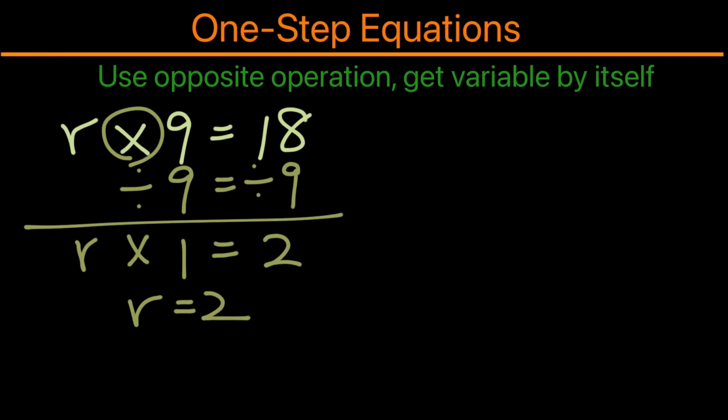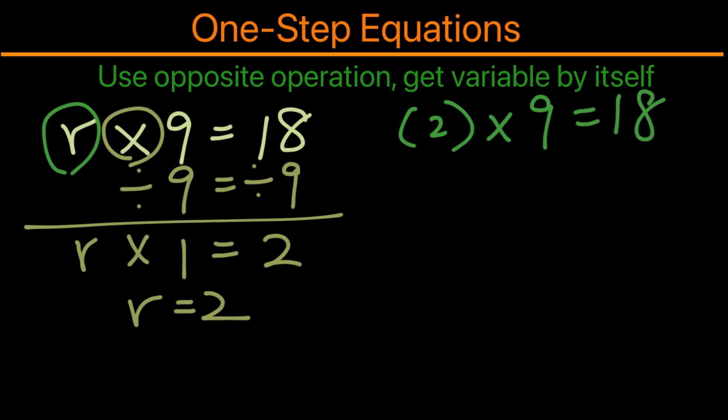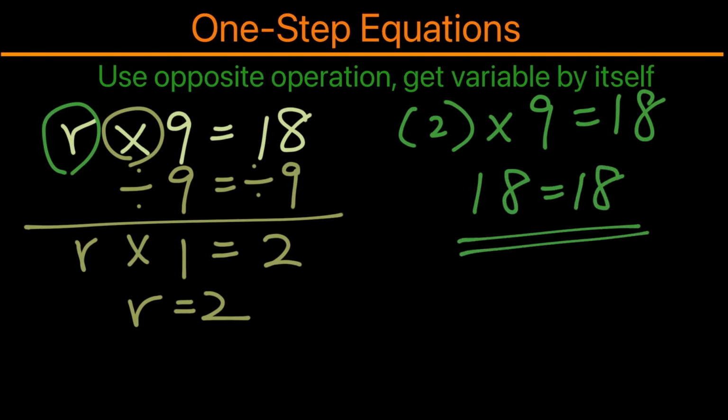Now let's double check that and see if we did it correctly by plugging the r back in. So we will have 2 times 9 equals 18. 2 times 9 is 18, and therefore it checked out. And that's how we know r equals 2 is correct.